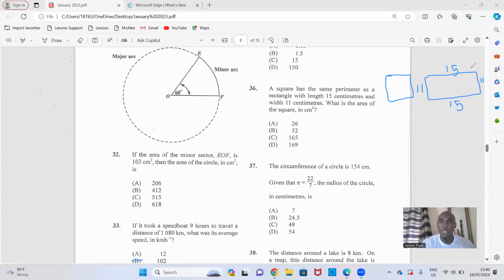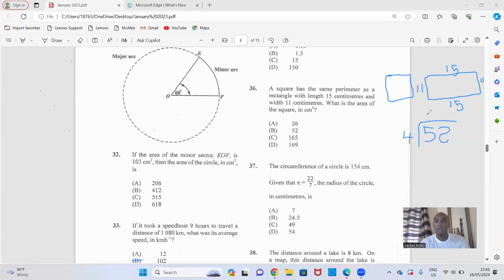So it means the perimeter of the rectangle is 15 plus 15 is 30, 11 plus 11 is 22, so 30 plus 22 is 52. So the perimeter of the square should be the same, 52, the distance around. So what will each side be? That's the question we're asking. So we can divide this by 4.